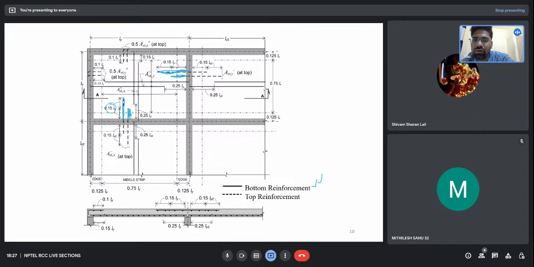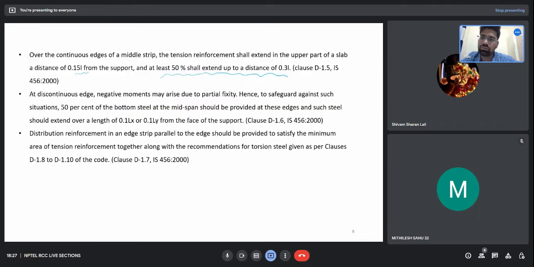So this was about the reinforcement in the positive part, sorry, in the upper part. And when we talk about the reinforcement in the negative part, that is, 50% should extend into the support and 50% should be curtailed in both the directions. Okay, so these were all the 4 points.